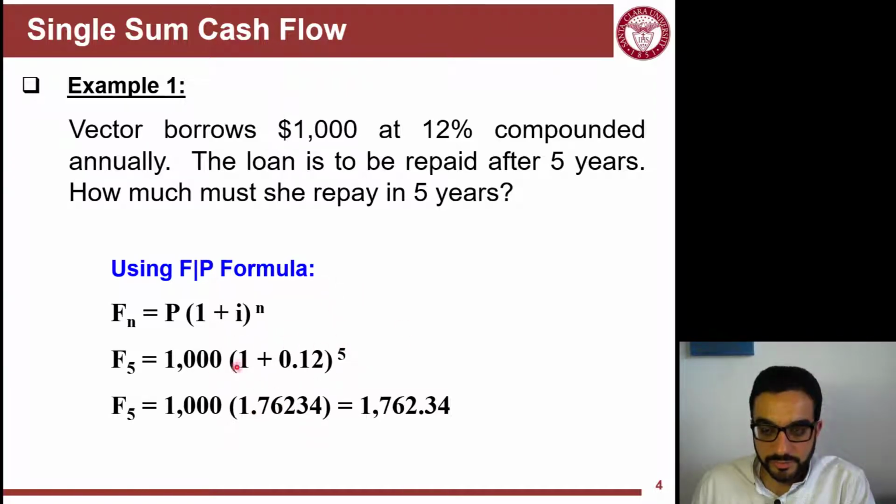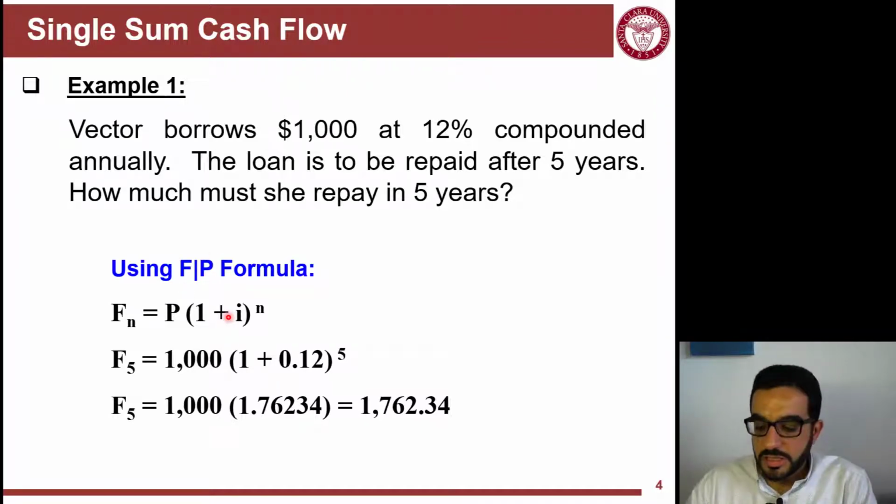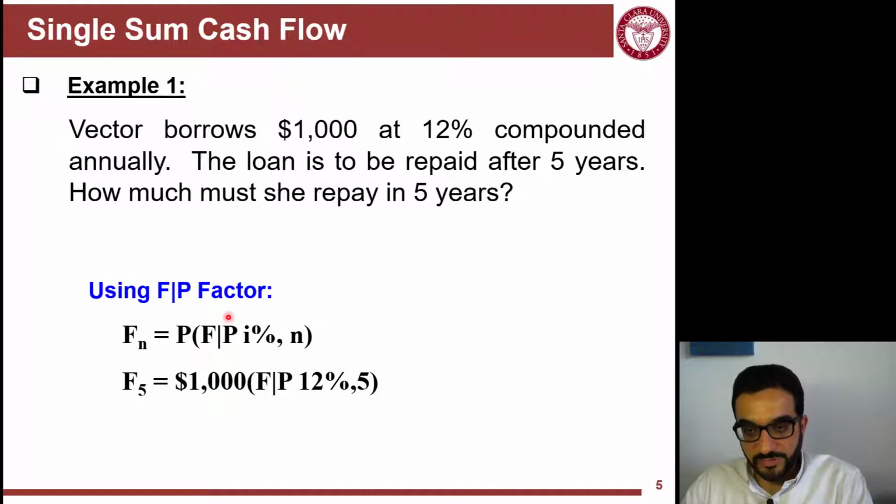You figure out here that the value of this, the factor, which I can get from the table also, so remember this value here, 1.76234, multiplied by 1,000, then this loan needs to be repaid in 5 years as $1,762.34. So that's using the formula for calculating that F given P adjustment factor. The other way is using the F given P factor. And the key here is I'm just replacing a formula with a factor.